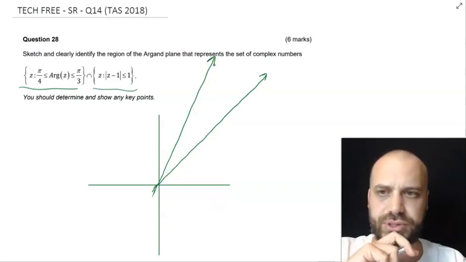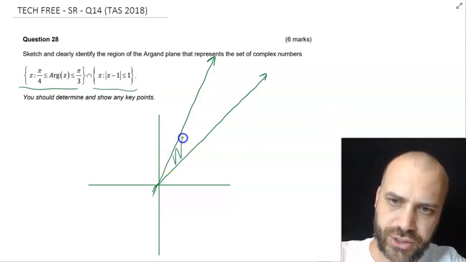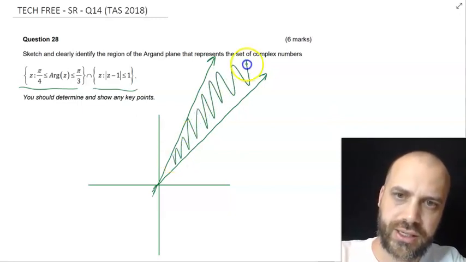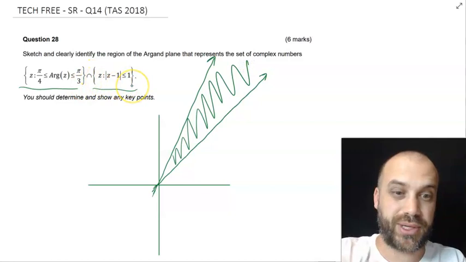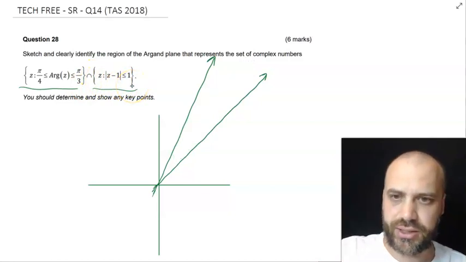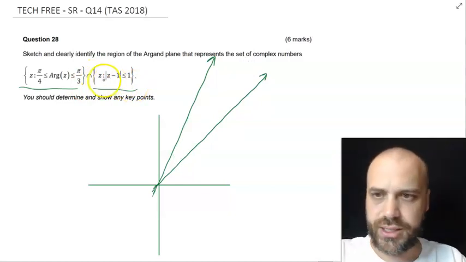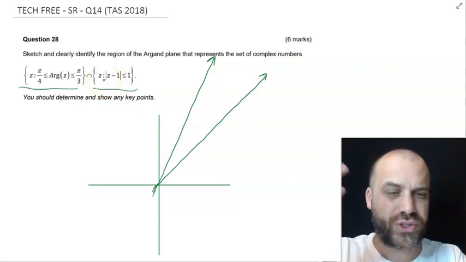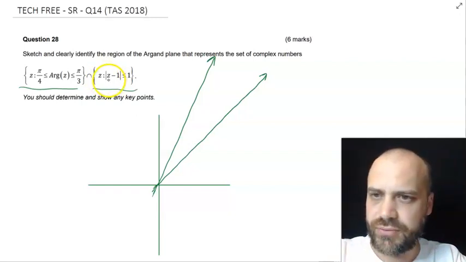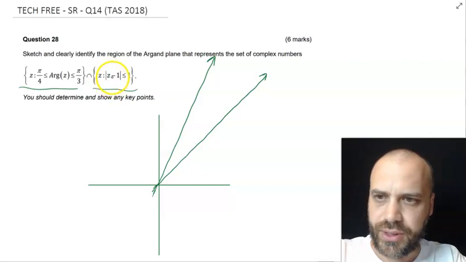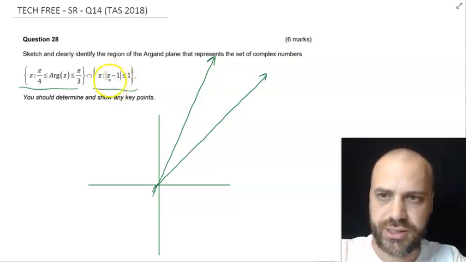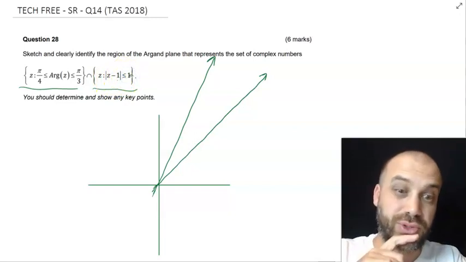Okay, so far, so good. It's tempting at this stage to shade all of this in, but we don't know what's going to happen here, so we're going to leave our shading to the end. The next part here is some form of circle, right? We have a complex number, minus 1, so the distance between those two things is less than or equal to 1.